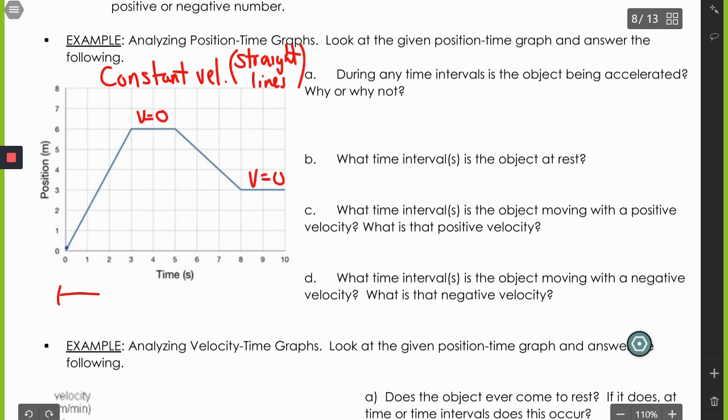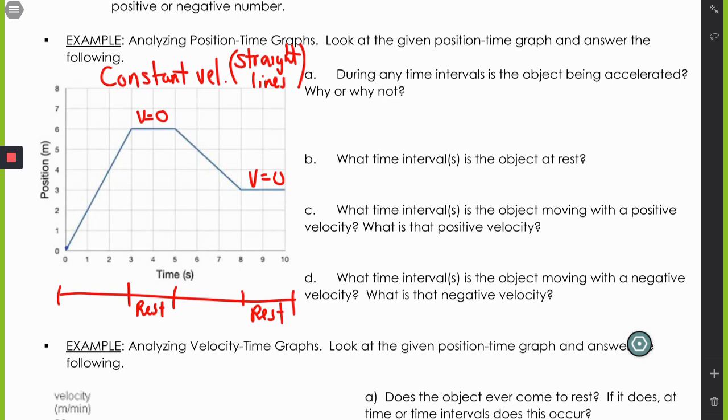I'm just going to keep a little bit of a timeline down here of where things happen, where my graph changes. So here are my rest areas, which amount to my second and fourth segments. Now, do I have an area of positive velocity? Yes. I have one area where I'm increasing from left to right. So this is my positive velocity. And then notice I have this area of negative velocity. Now, I don't know what those numbers are. I'm just going through and identifying conceptually what is happening with this graph.